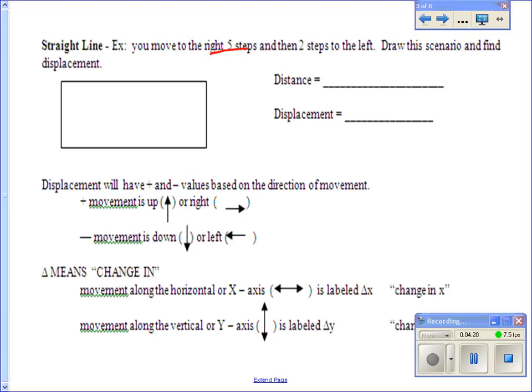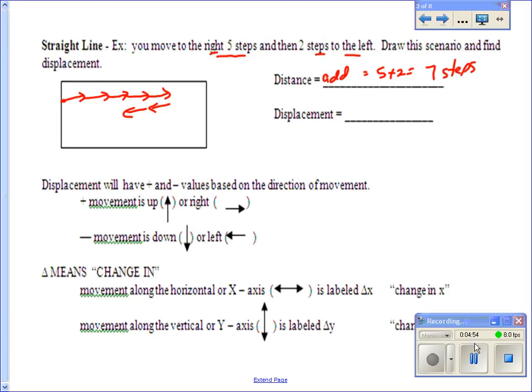I move to the right 5 steps, and then I take 2 steps left. Okay, so we show it here, dot for our beginning. 1, 2, 3, 4, 5 steps right, and then 2 steps back. Okay, distance, add them up, so 5 plus 2 gives you 7 steps. Displacement.